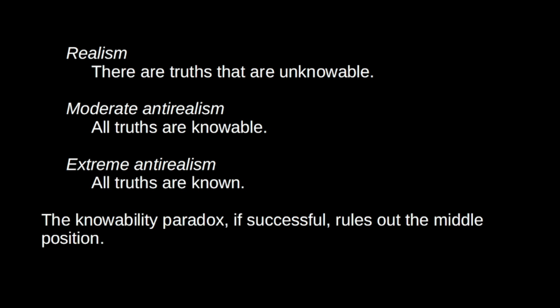The moderate anti-realist wants to say all truths are knowable, at least in principle, but that's all. Some truths are knowable, but obviously there are truths that are not known. But then we have the extreme anti-realist who says all truths are known. The knowability paradox, if it's successful, rules out the moderate position. Either not all truths are knowable, or all truths are known.